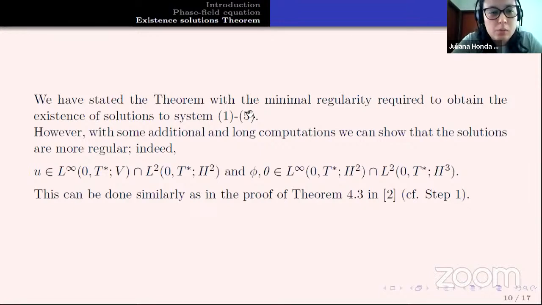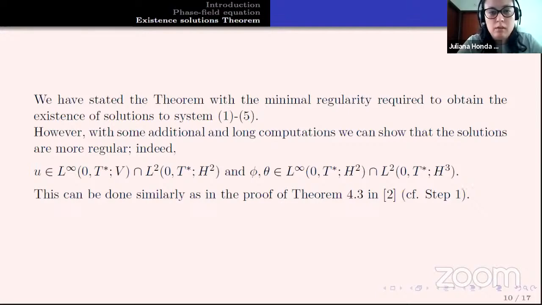But one observation about this existence theorem is that we have stated it with the minimal regularity required to obtain the existence of solution to the system. In fact, with some additional long computations, we can show that the solutions are more regular. Indeed, U is an L infinity V, L2 H2 function, and phi and theta belong to L infinity H2, L2 H3.